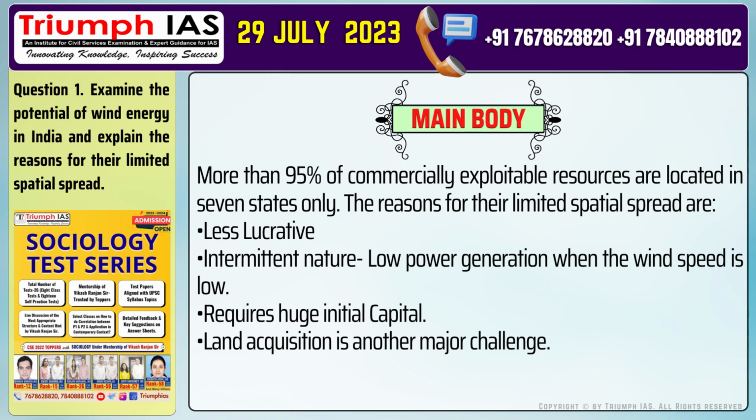The main body of the answer should be: more than 95% of commercially exploitable resources are located in 7 states only. The reasons for their limited spatial spread are: number 1. Less lucrative. Number 2. Intermittent nature, low power generation when the wind speed is low. Number 3. Requires huge initial capital. Number 4. Land acquisition is another major challenge.